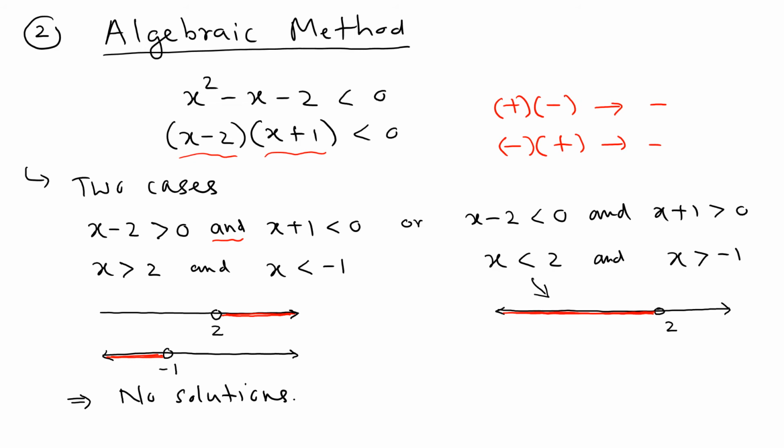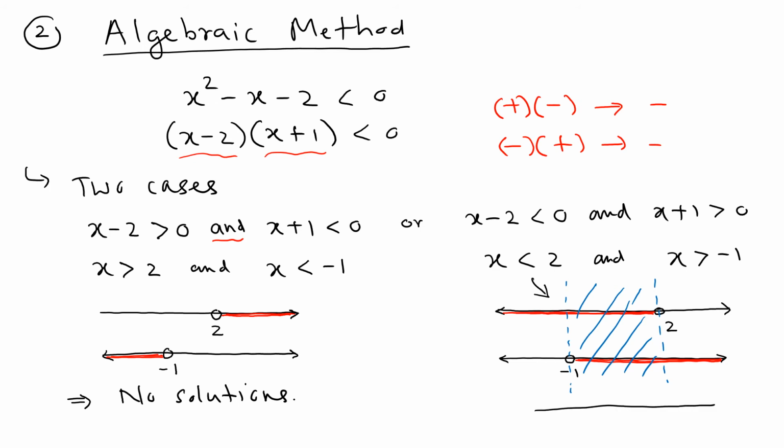Now let's do the second one. This says that x is bigger than negative 1, so you're going to color the right side. Now you're going to see whether there is anything in common. You can clearly see that if you pick any number between negative 1 and 2, that number satisfies the inequality. So the solution is going from negative 1 to 2. The solution is simply in between.